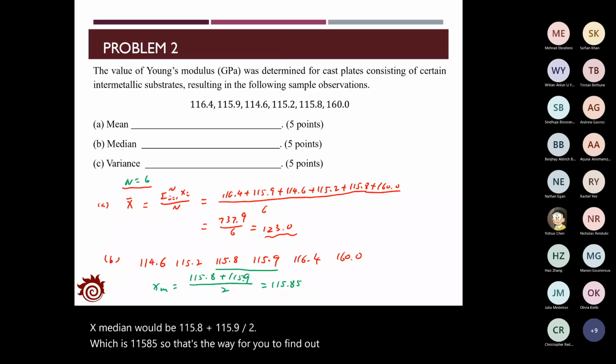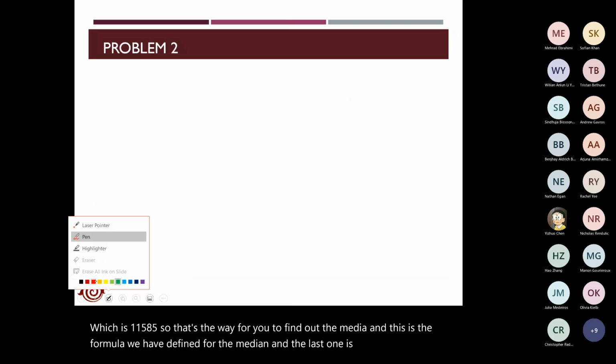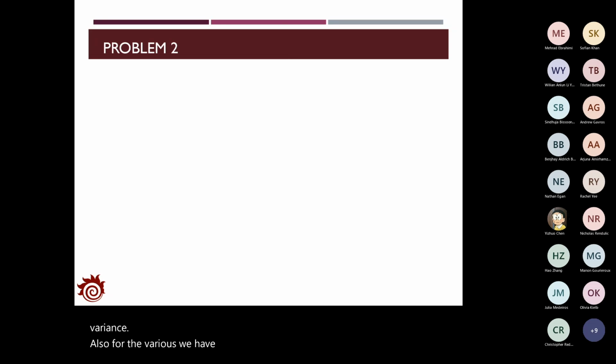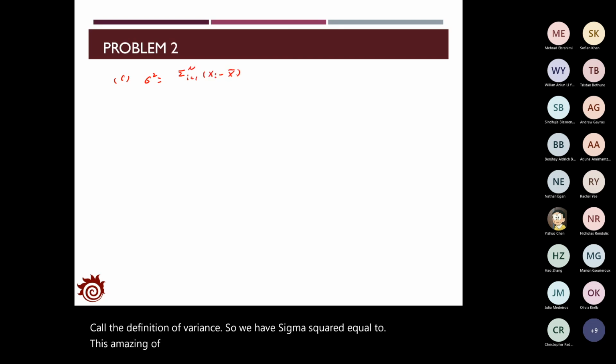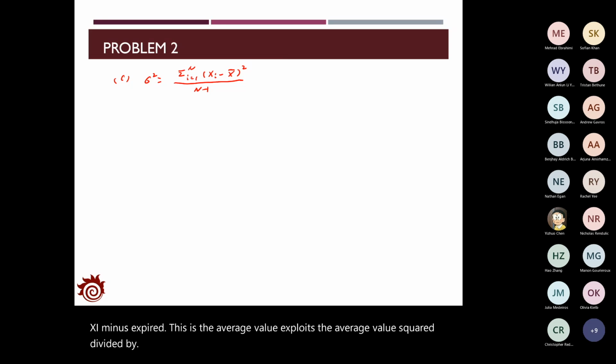And this is the formula we have defined for the median. And the last one is about the variance. For the variance, we have to recall the definition of the variance. We have sigma square equal to the summation of i from 1 to n of (xi minus x bar) squared, where x bar is the average value, divided by n minus 1.